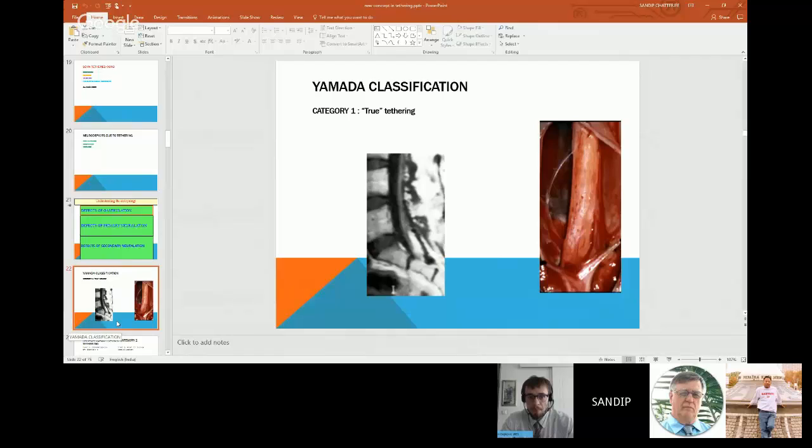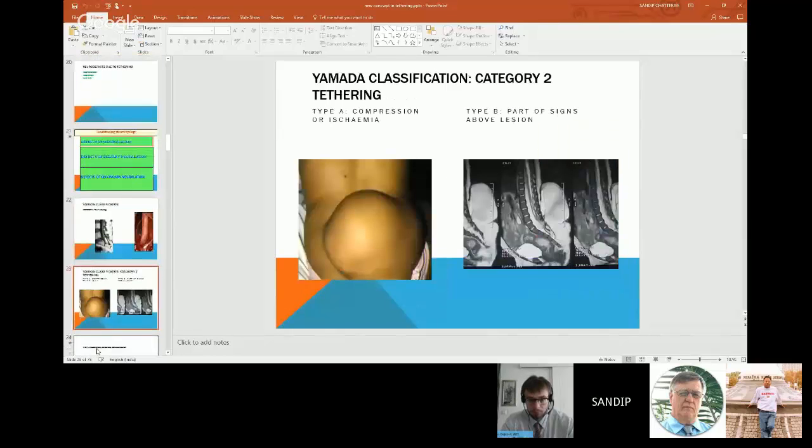In type 1, which he calls category 1, there is a true tethering, as is witnessed in this child with this lipoma of the filum, seen here on the right in the operative photograph. So this is a condition where the spinal cord is tethered because there is a lipoma in the filum which holds the cord down. The type 2 tethering, according to the Yamada classification, can be a type 2A when there is a compression. There is an element of compression because, for example, here you have a dystrophic lesion, you have a big lipoma, which is also causing compression on the underlying cord and therefore necessarily a certain degree of ischemia. And type B of category 2 is when you have signs above it, like you have in this syrinx, which you can document above the level of the tethering lesion here.